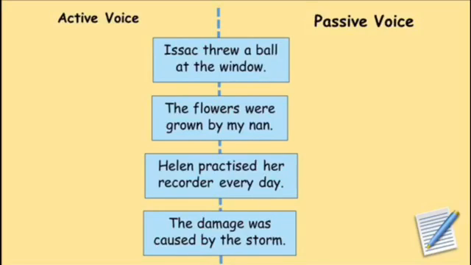So as you can see, I've got 4 examples there for you. And I've sorted them into 2 separate columns. So we've got active voice and then we've got passive voice. Okay, so the first one is, Isaac threw a ball at the window. So if you think that's written with the active voice, then obviously that's where it will go, and vice versa for passive voice. Second example says, the flowers were grown by my nan. The third example is, Helen practiced her recorder every day. And the last one says, the damage was caused by the storm.